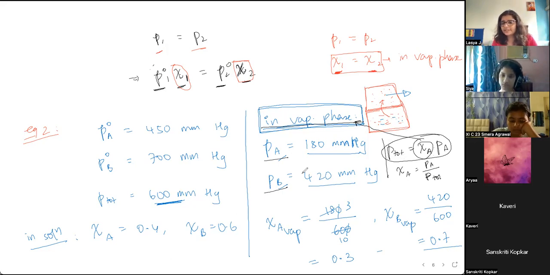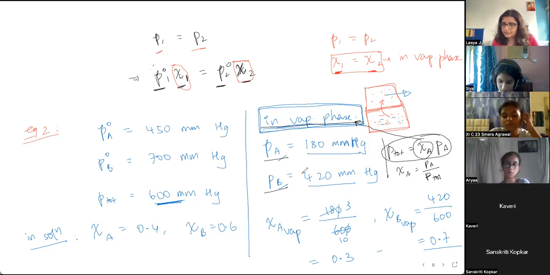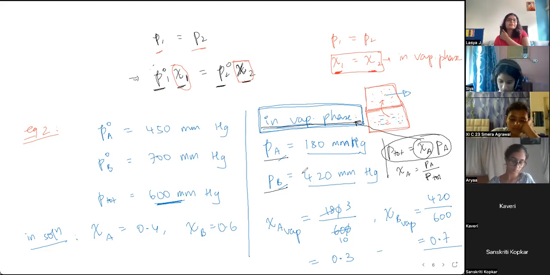Okay. Arya, Kaveri, Sanskriti, you guys clear? Yes, ma'am. Kaveri? Yeah. So first we find PA, PB, then to find XA in the vapor phase, we divide by the total pressure. And similarly for B.